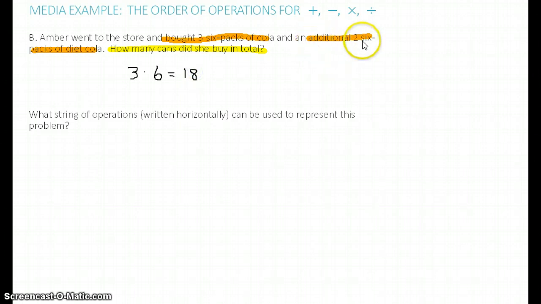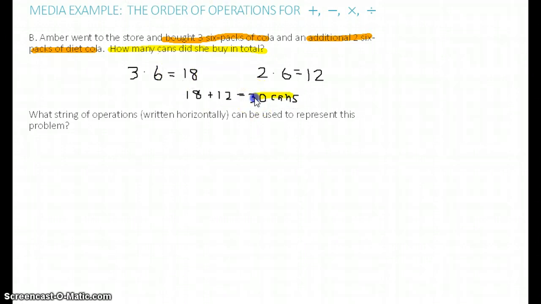But now she bought an additional 2 6-packs, not an additional 2 cans. So we might want to compute, well, what is that? 2 6-packs is 12 cans. Now, since we want to find the total number of cans she bought, we should combine these two amounts. So combining is addition. 18 plus 12 is 30 cans. So this is our result, 30 cans.